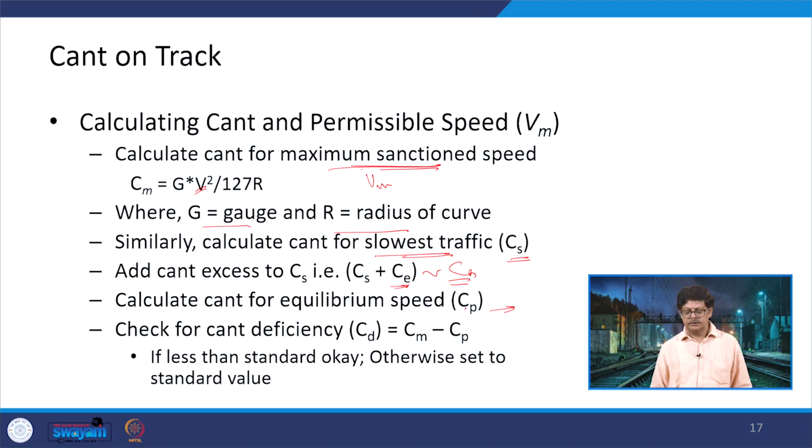Now, you have got this Cp and the maximum value is also available to you, which came from here. If you take the difference between the two, that is going to give you the Cant deficiency, and Cant deficiency limiting values we have seen. Cant deficiency can be 75 mm or 100 mm in the special conditions. If it is less than that, it is fine, but if it is going beyond, then you have to fix it up to the standard value.